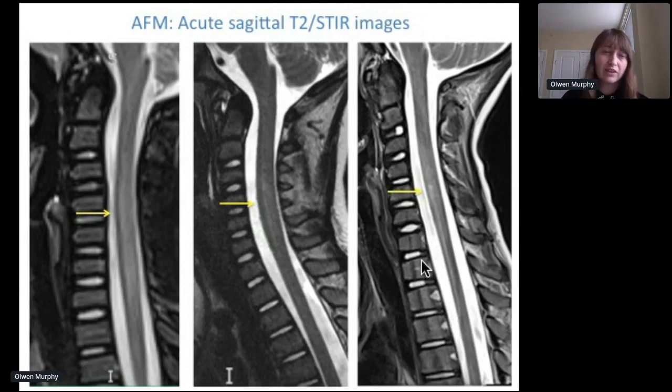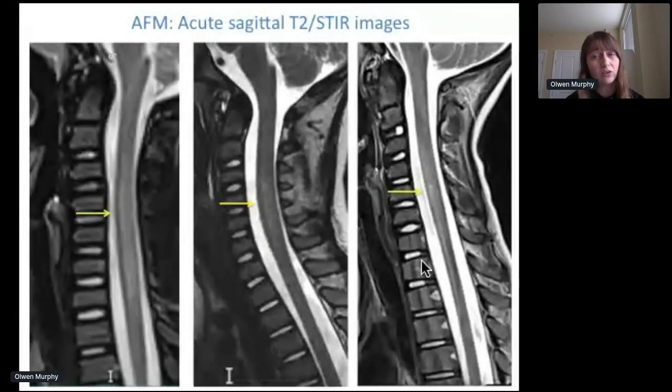So interestingly, there's a definite disconnect in the acute phase of AFM between the severity of the clinical syndrome and the severity of the MRI abnormalities. So it's not uncommon to see a patient with the whole spinal cord involved on imaging, but who clinically only has weakness of one limb. So at present, we're not quite sure why that is, and it's certainly an area that we're interested in looking at more in the future in research studies.